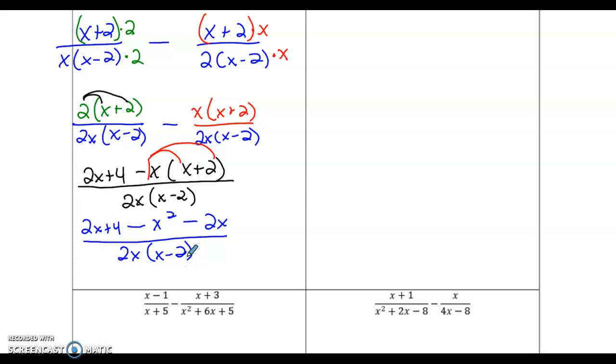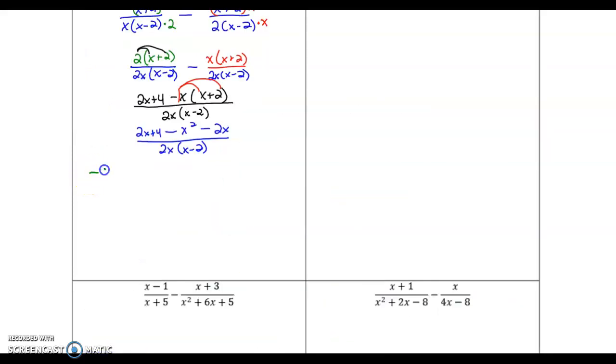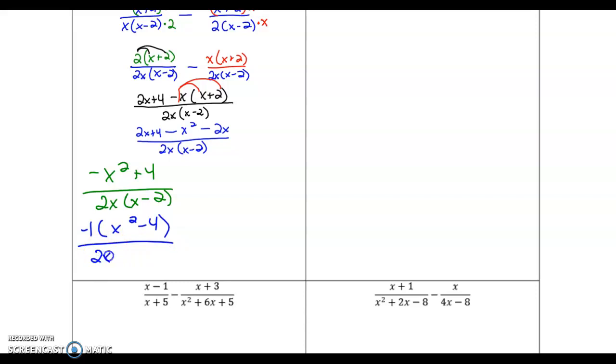So go ahead and simplify the numerator. So we've got negative x squared. The 2x's cancel, plus 4 all over 2x times x minus 2. Now this is kind of like a problem we had on 8-4. We need to factor that numerator. So if I wanted to factor that numerator, I can take a -1 out, x squared minus 4. And then actually we can factor that x squared minus 4 as difference of squares.